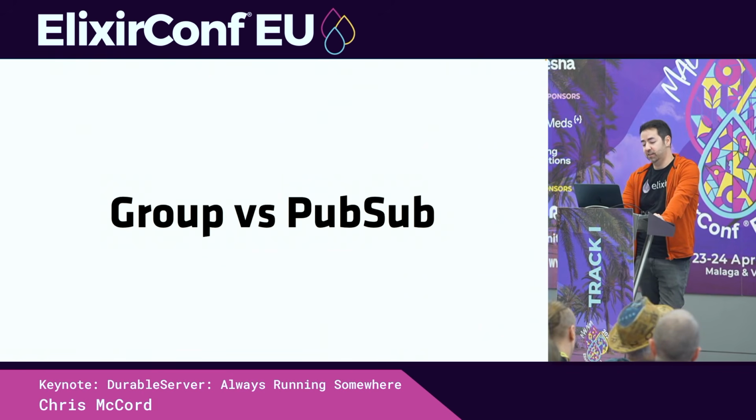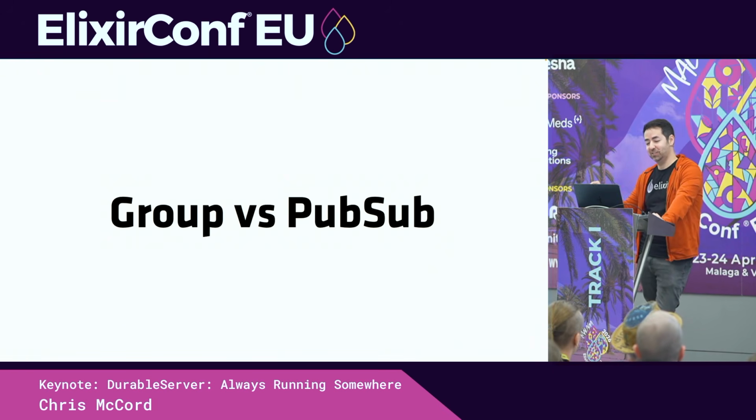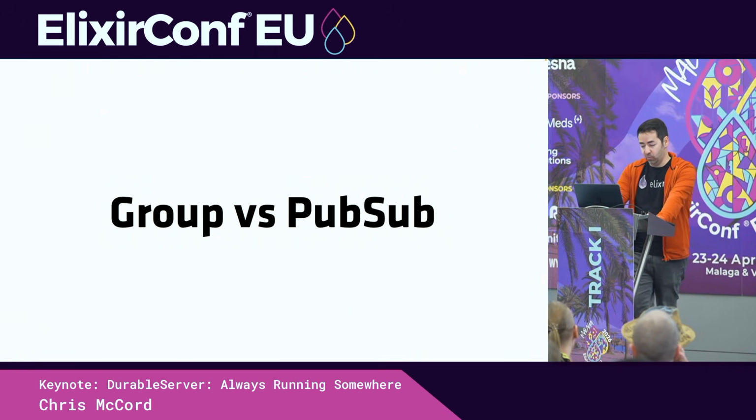Because Phoenix Presence uses an ORSWOT, and that acronym is observed-remove set without tombstones. Observed-remove set, and it turns out the observe-remove part, you have to observe if someone has removed keys from the set. It turns out that in the presence use case, you never need to observe the removes, which means the whole point of the CRDT is invalidated, except we are still observing all the removes. So there's all this CPU-bound work that we do in presence. And it's scaled well enough that we just haven't been bothered to fix it. And by we, I mean me, over the last 10 years.